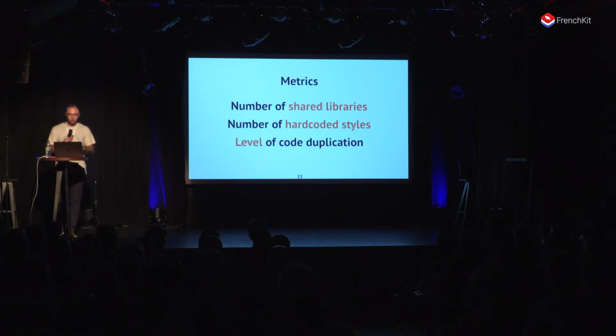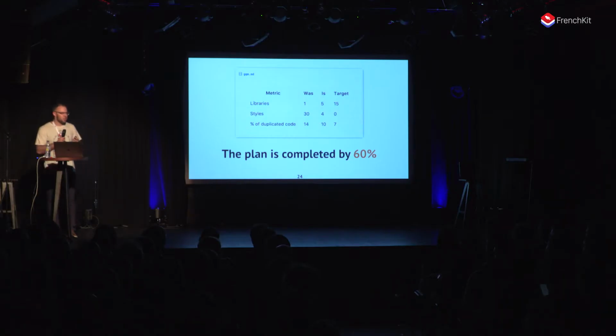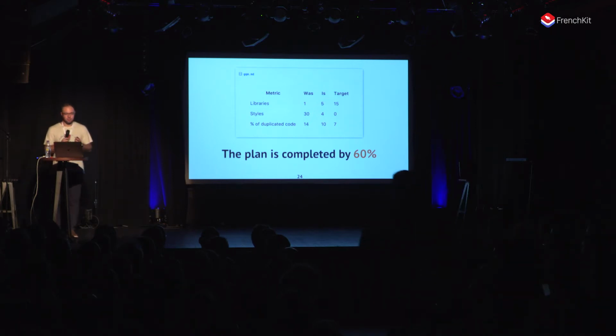In our case, it will be the number of shared libraries, the number of hard-coded visual styles, and the level of code duplication. It is quite easy to use this framework. We check the necessary metrics before implementing the process, determine the desired outcome, and on a monthly or quarterly basis, repeat all the measurements. If this can be automated, then it is even cooler.